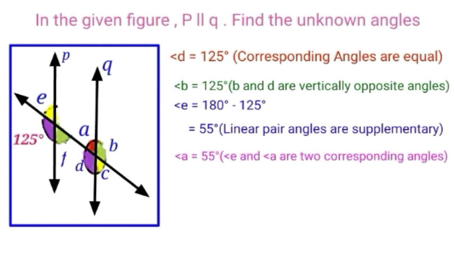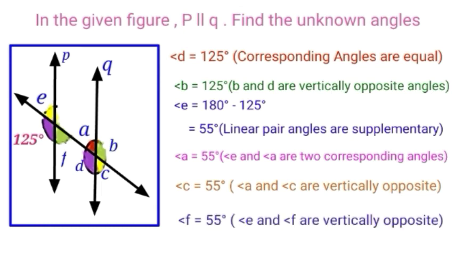Angle A is equal to 55 degrees. E and A are two corresponding angles. They are equal in measure. So angle A is equal to 55 degrees. C is equal to 55 degrees. From the figure we get A and C are vertically opposite. The measures of vertically opposite angles are equal. Therefore, angle C is equal to 55 degrees.